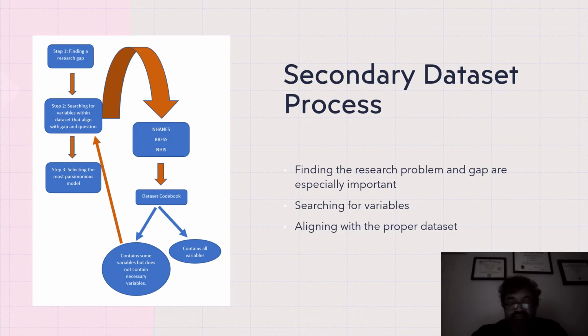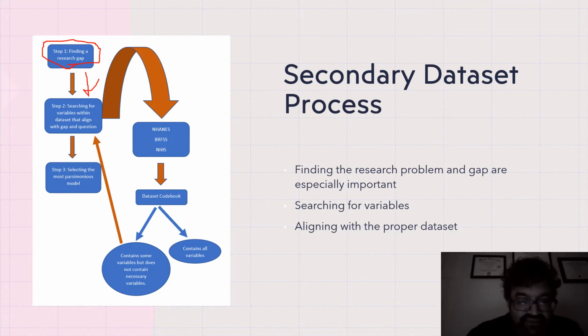So in this one slide, I've provided some details as to how secondary data analysis works. And what I'm going to do for your benefit is show you diagrammatically how this works. We start off, and I hope you can see this, talking about finding a research gap. So that's step one, finding a research gap. And then from that it goes to searching for variables within a dataset that align with the gap in question. So you actually have to first identify what it is that you're researching. And this may be based on what is available along with what your interests are.